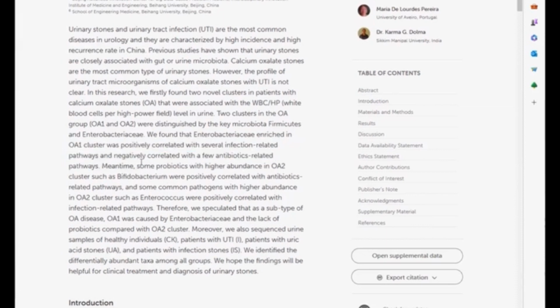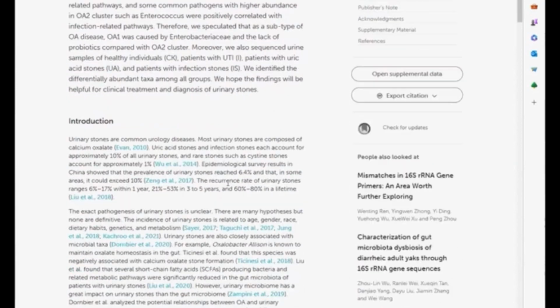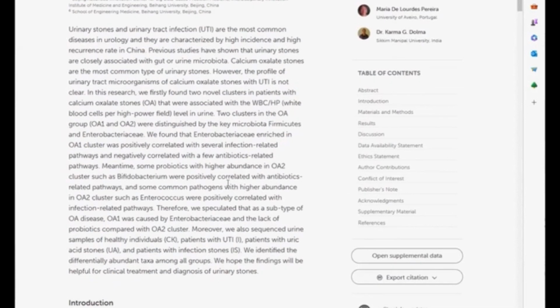But in the second group, there were more probiotics with a higher abundance, and the good bacteria, such as the bifidobacteria, were also positively correlated with antibiotic-related pathways. They did have some common pathogens, but from what I'm reading, the first group was more associated with the infection. So this goes along with what I've seen with stool testing, that there is definitely an imbalance in the gut microbiota, where I'm seeing low levels of bifidobacteria and higher levels of the Firmicutes. And we also do see the Enterobacteriaceae.